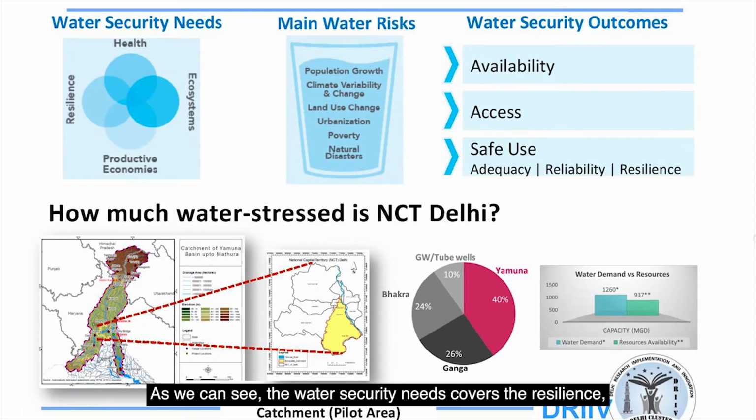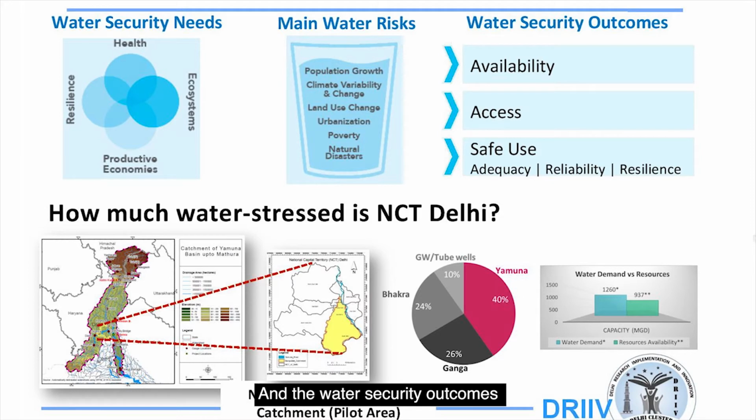As we can see, the water security needs cover resilience, health, ecosystem and productive economies, whereas the main water risks are population growth, climate variability and change, land use change, urbanization, poverty, natural disasters. And the water security outcomes that we are all looking forward to are the availability, access and safe use of water.